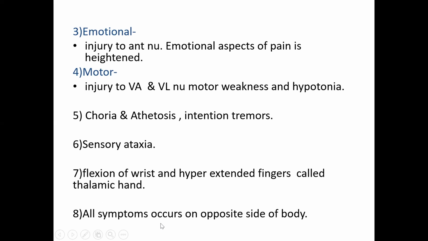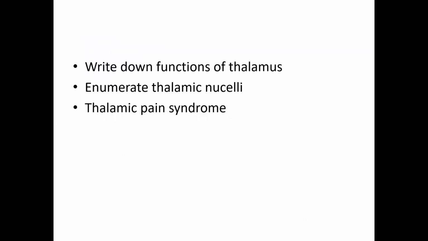So all symptoms occur on the opposite side. Why? Because of crossing, for example, the ascending tract crossing takes place in the medulla, and that's why symptoms appear on the opposite side of the body. So this is about the applied part of the thalamus. You may have questions such as: write down the functions of the thalamus; enumerate the thalamic nuclei; enumerate the anterior and middle lateral group of thalamic nuclei; and thalamic pain syndrome.